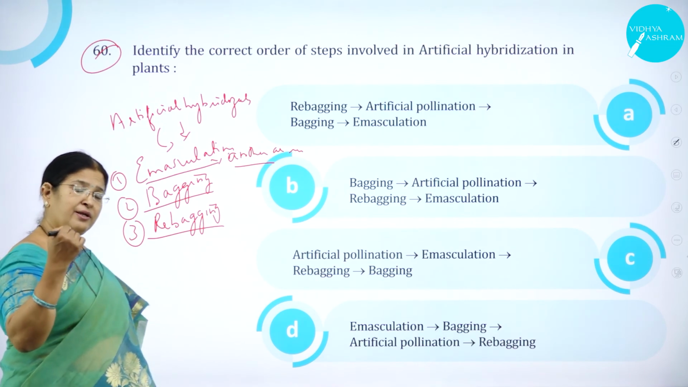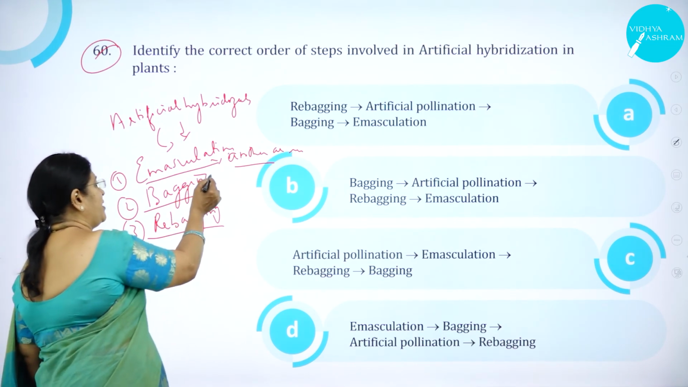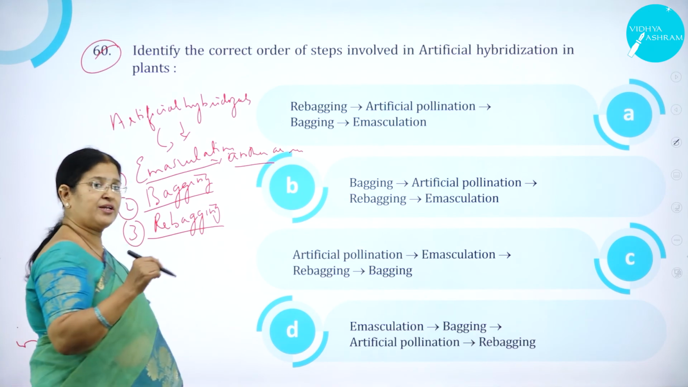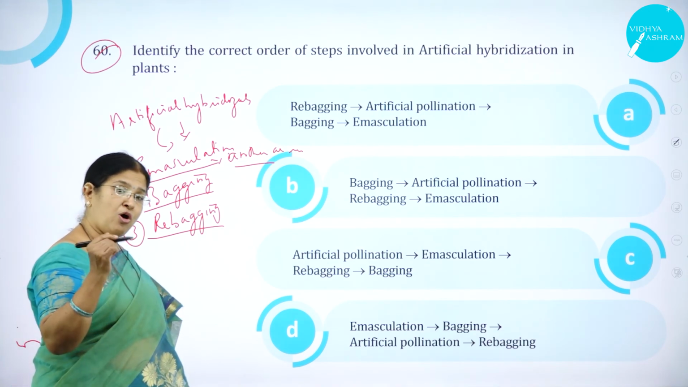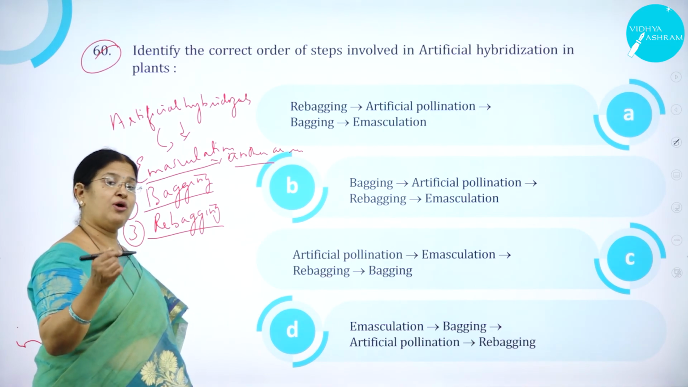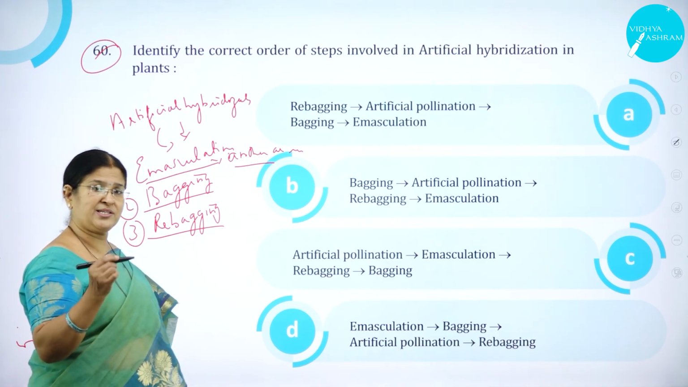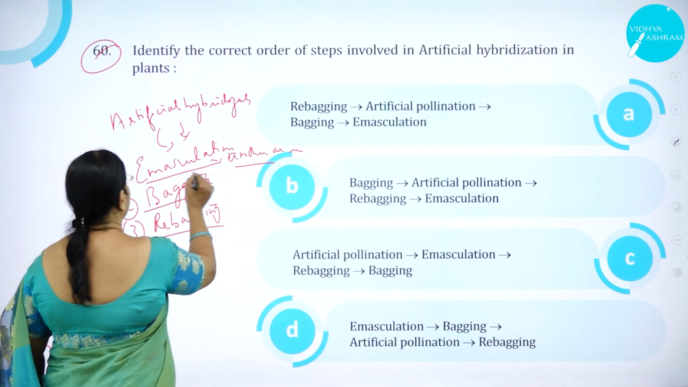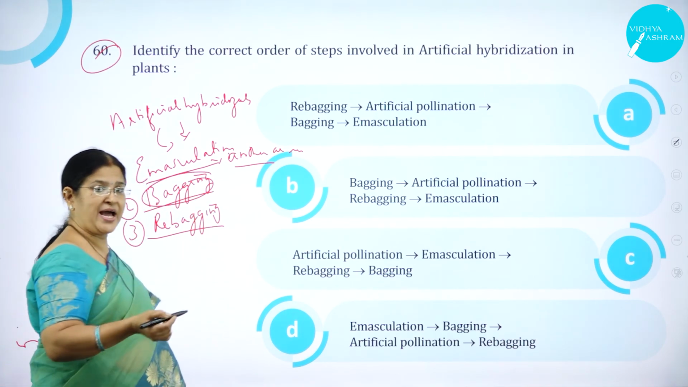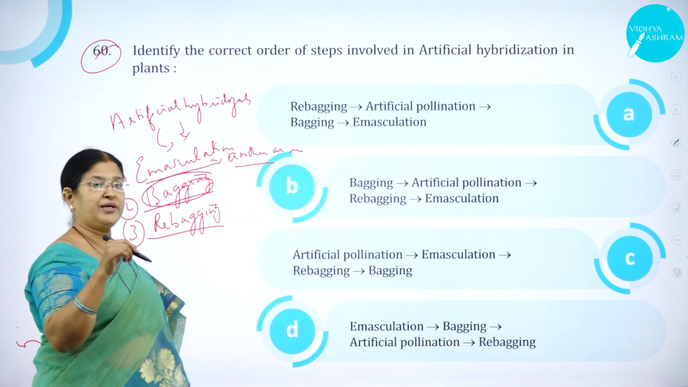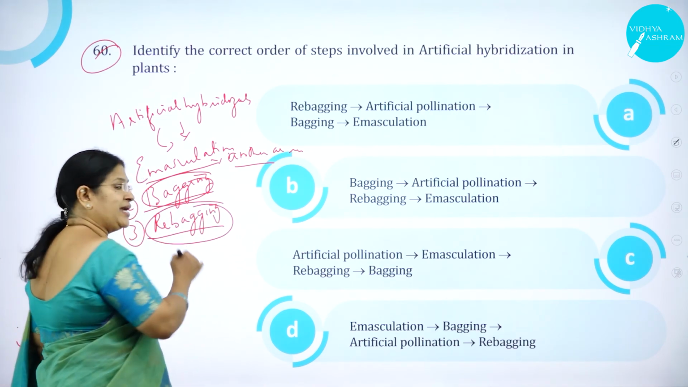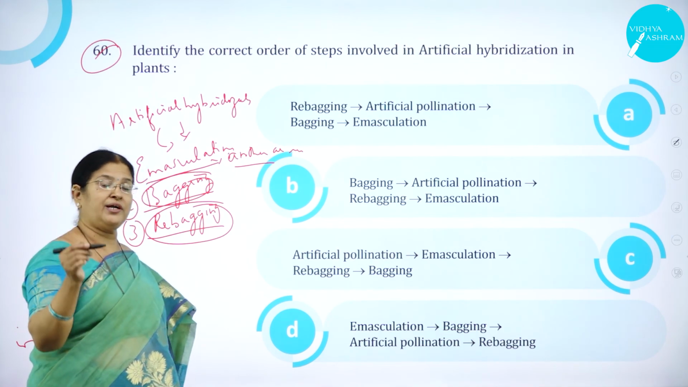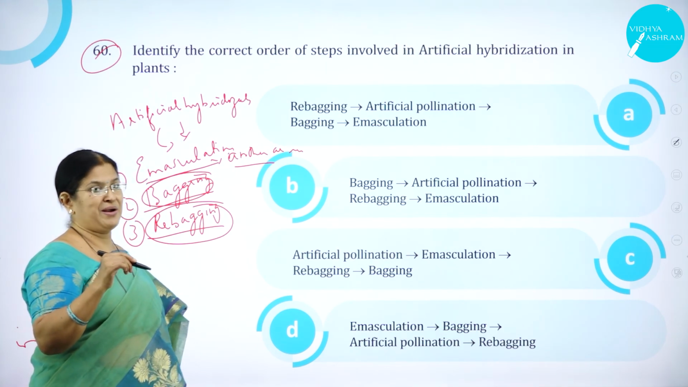So you can remove the anthers, and at the same time what you have to do? You have to cover the stigmatic surface of the female flower. Why? In order to avoid the falling of the unwanted pollen grains on the stigmatic surface. So first bagging, then remove the bag, then dust the pollen grains of your desire and again rebag it. Why again rebagging? Again unwanted pollen grains should not fall on the stigmatic surface.